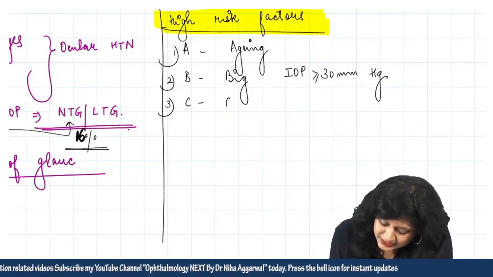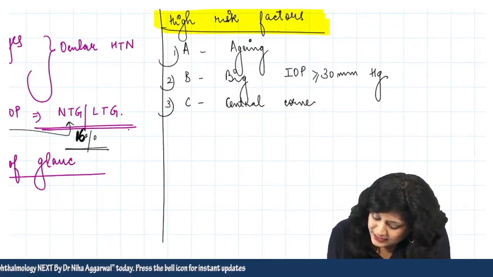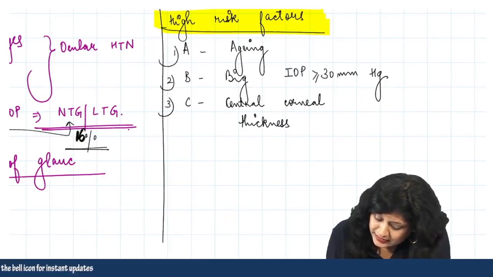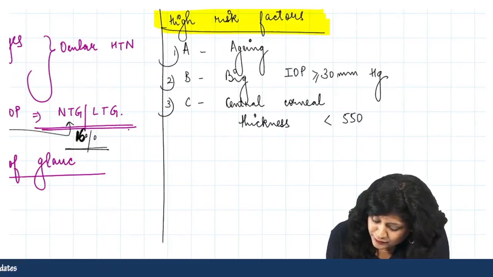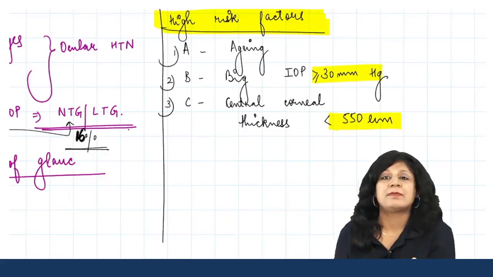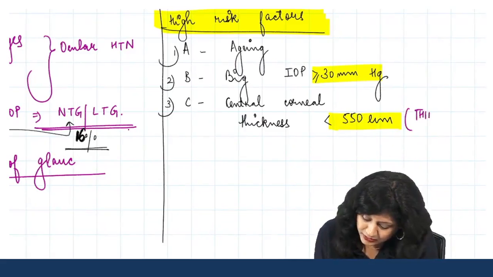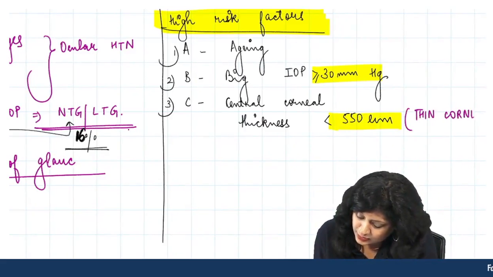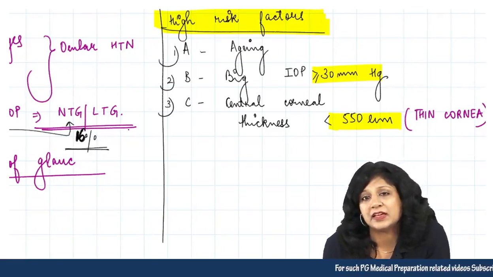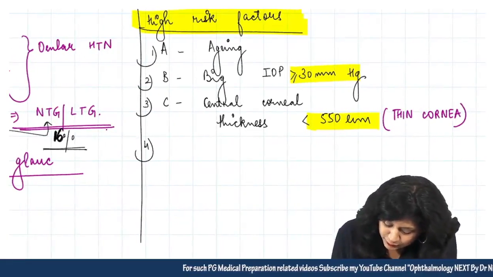Then coming to the third, C. C is central corneal thickness. If the central corneal thickness is less than 550 microns, in a way I can say the person has a thin cornea. If a person has a thin cornea, then there are more chances that the patient will get converted into POAG. Then the fourth is D.